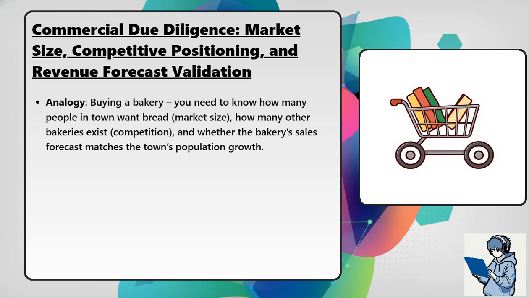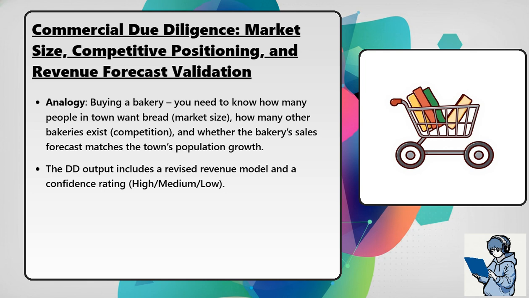Analogy: buying a bakery, you need to know how many people in town want bread (market size), how many other bakeries exist (competition), and whether the bakery's sales forecast matches the town's population growth. The due diligence output includes a revised revenue model and a confidence rating: high, medium, or low.